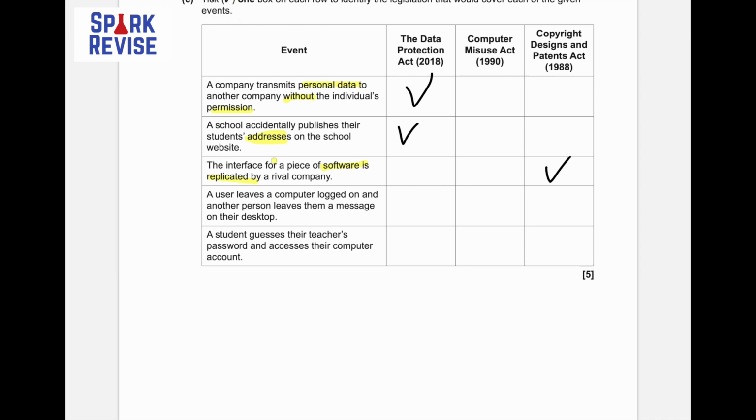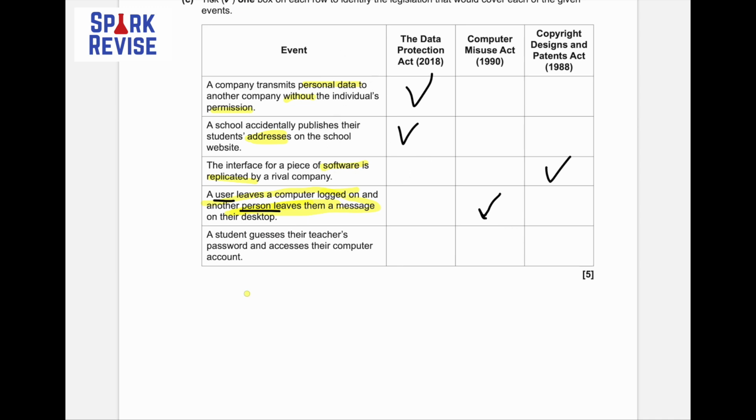A user leaves a computer logged on, another person leaves them a message. That is the Computer Misuse Act. Very much so. The user's in the wrong for leaving the computer unlocked, and if they were a teacher and had all student details on the computer, that could be a data protection breach. But we're really focusing on the person who is leaving the message. They are unauthorized to go on that computer, and going on your mate's computer at school can be a breach of the Computer Misuse Act.